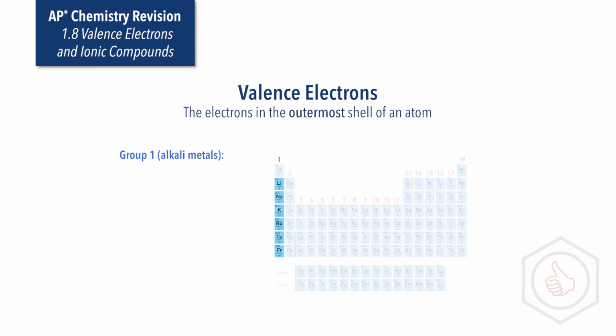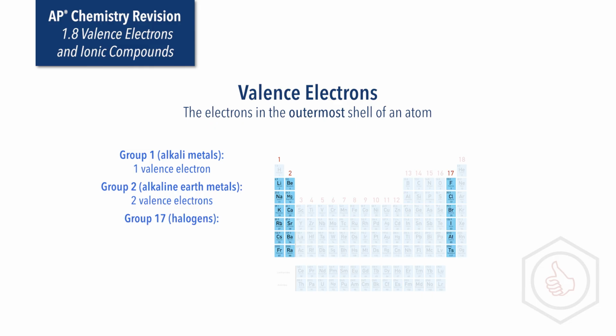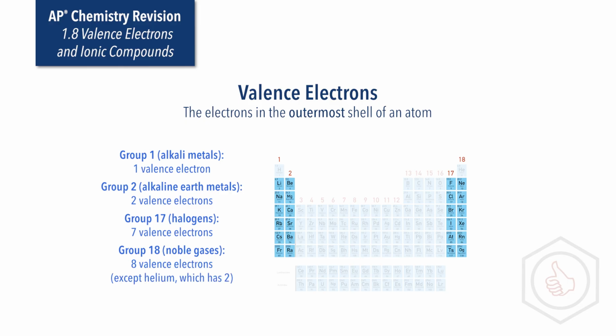Group 1 elements, the alkali metals, have 1 valence electron. Group 2 metals, the alkaline earth metals, have 2 valence electrons, and this increases across a period. For example, Group 17 elements, the halogens, have 7 valence electrons, and Group 18 elements, the noble gases, have 8 valence electrons, apart from helium, which has only 2.